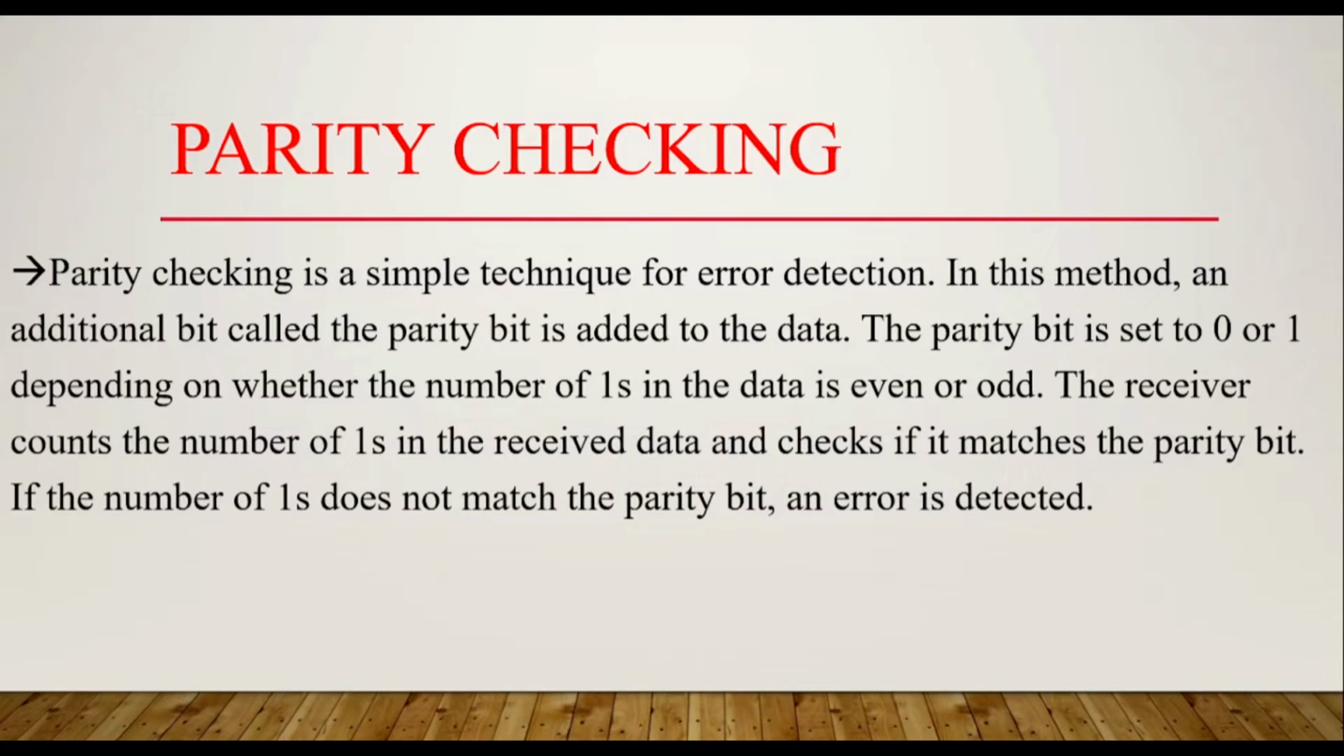Parity checking is a simple technique for error detection. In this method, an additional bit called the parity bit is added to the data. The parity bit is set to 0 or 1 depending on whether the number of ones in the data is even or odd. The receiver counts the number of ones in the received data and checks if it matches the parity bit. If the number of ones does not match the parity bit, an error is detected.